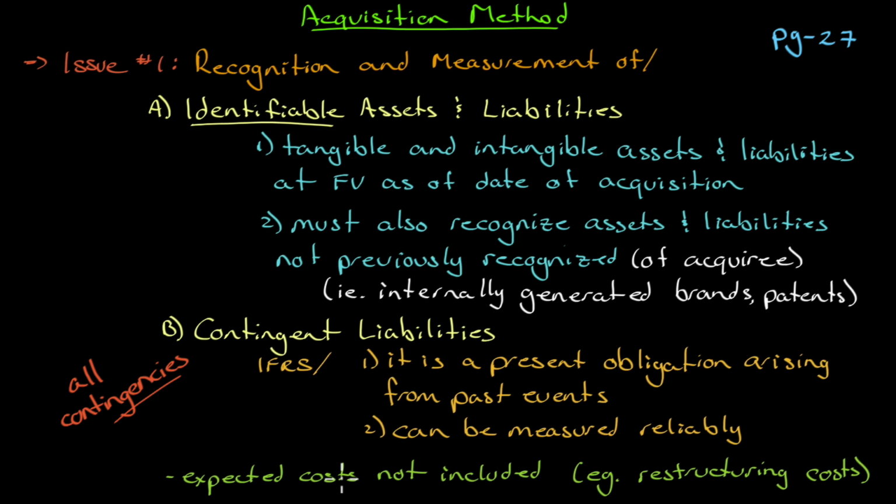So a merger, for example, will have future restructuring costs. Well, those restructuring costs are not part of contingent liabilities. They will be expensed as incurred. It is a matter of when the event happened. The event must happen in the past for there to be a present obligation. And for IFRS, it will be all contingencies must be listed.